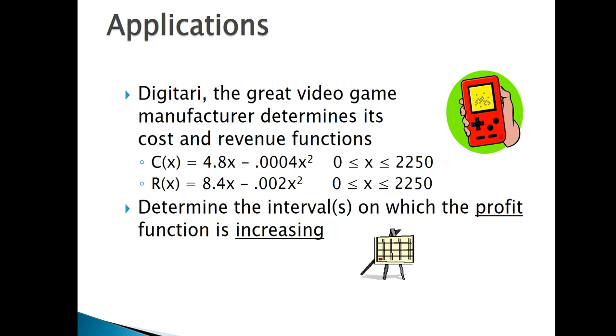We want to determine the intervals on which the profit function is increasing. So for those of you that are a little bit familiar with business, you would know cost is how much it costs to make something. That's the money that the company has to spend. Revenue is the money that's coming in. That's how much money they make. Profit would be the difference between those two. It would be your money that's coming in, your revenue, minus your cost. In other words, how much you have to take home.